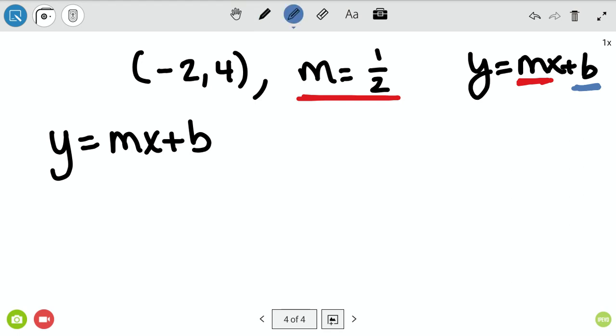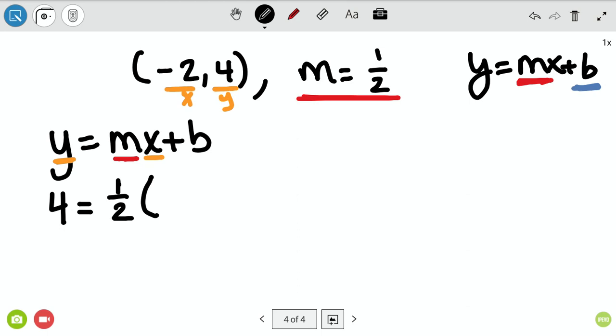Okay, well, my y and my x and my y come from right here, right? This is my x and my y. And so I can plug that in for x and y. And then I already know my m because I was given my m at the beginning. And then again, we're going to be looking for the b. So let's plug everything in. So y is 4 equals m, which is 1/2, x, which is -2, plus b. We don't know that yet, right? That's what we're going to be searching for.